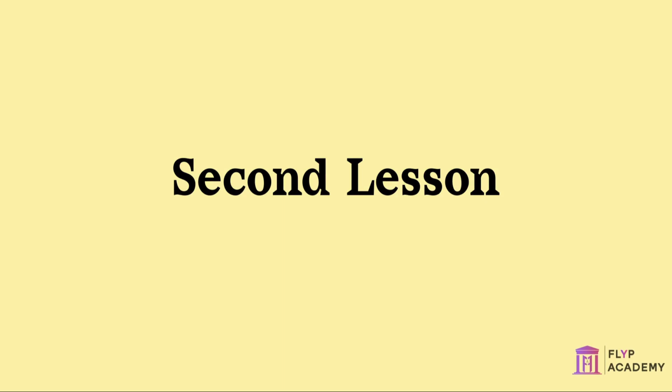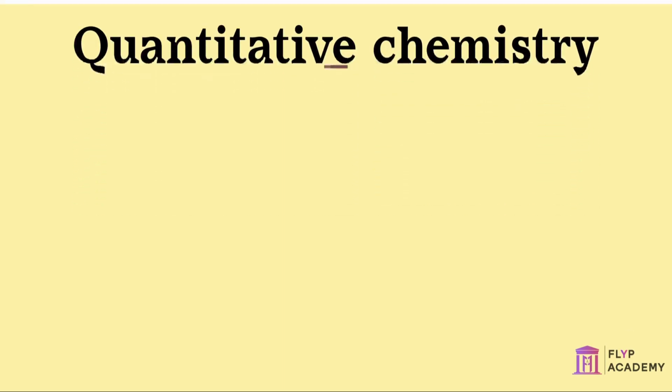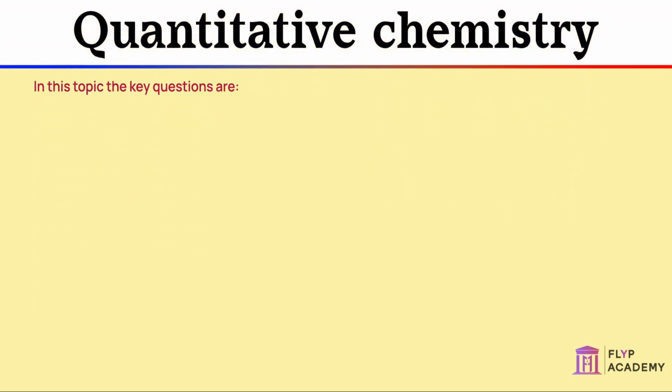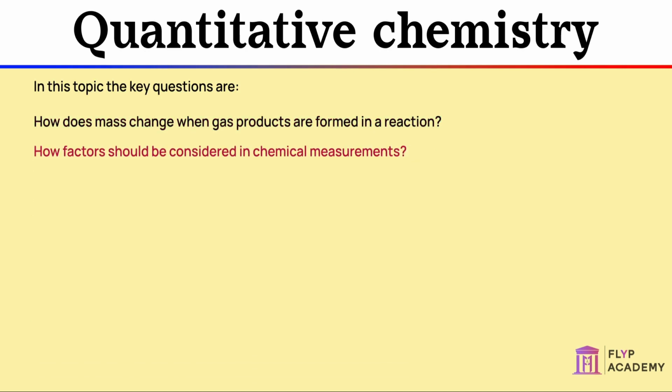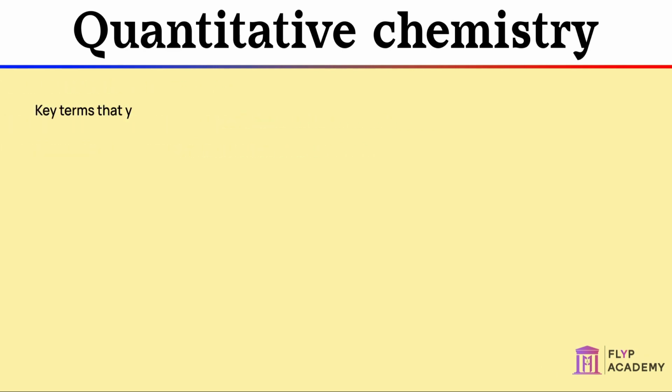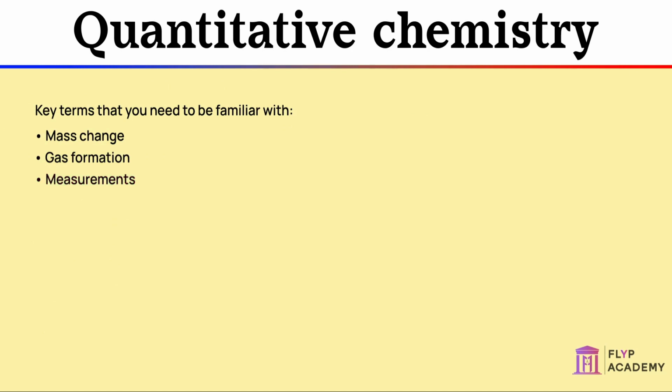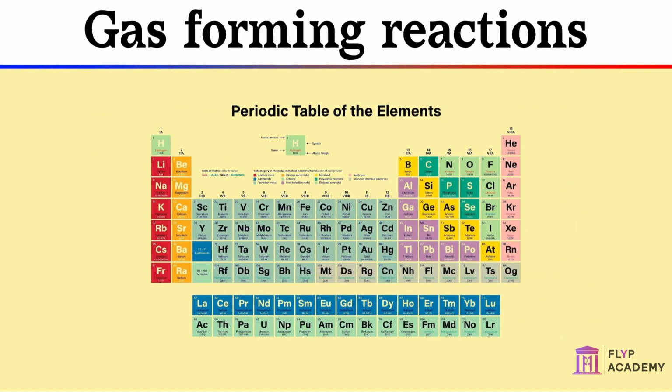Welcome to the second lesson of the quantitative chemistry topic. In this topic, the key questions are: 1. How does mass change when gas products are formed in a reaction? 2. What factors should be considered in chemical measurements? Key terms that you need to be familiar with: mass change, gas formation, measurements. In today's lesson, we will talk about gas-forming reactions and chemical measurements.